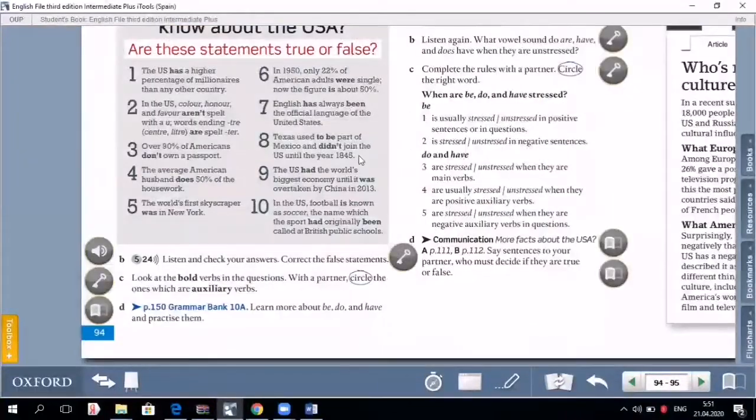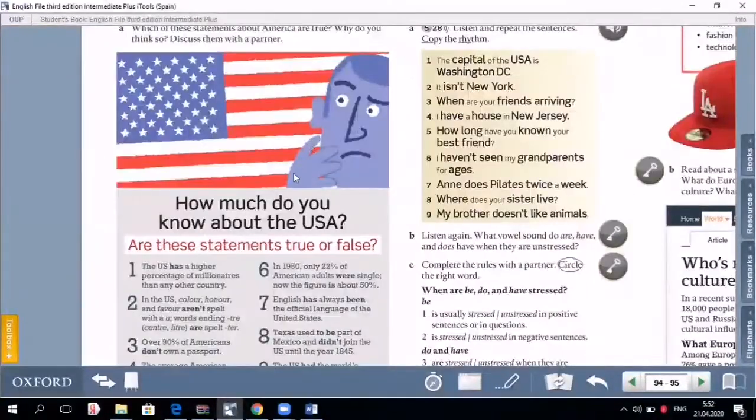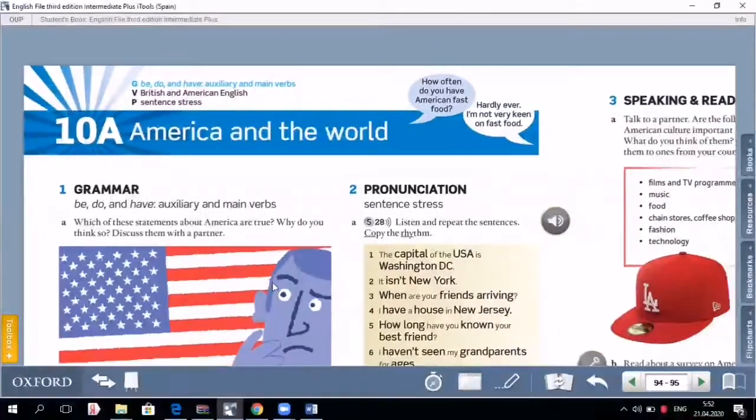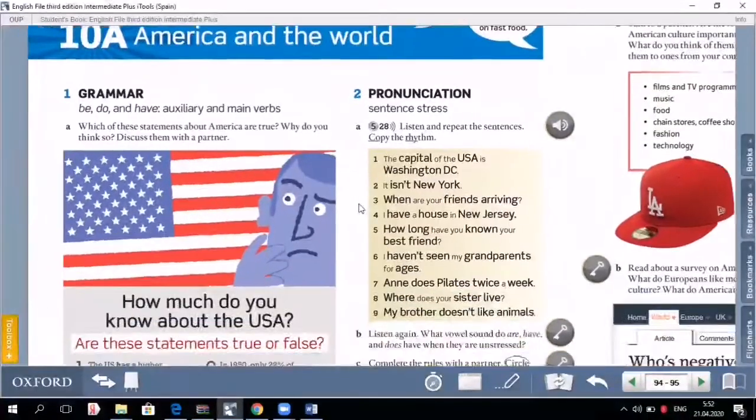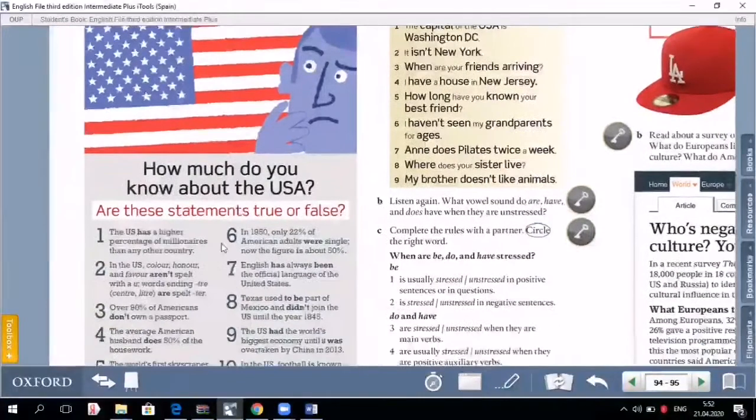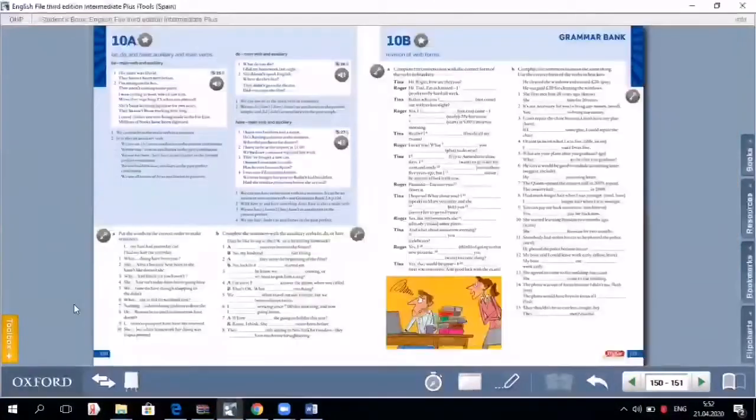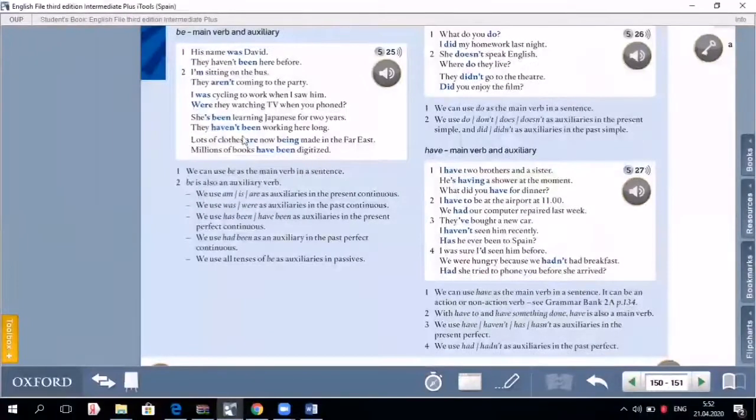Okay, then for grammar, I told you that today we will have the verbs to be, to do, and to have as auxiliary and main verbs. Mostly these verbs are used as auxiliary verbs. But today we have to take the grammar bank and distinguish the differences in using these verbs in sentences. Now let's go to the grammar bank. It's on page 150. You see the grammar bank here.